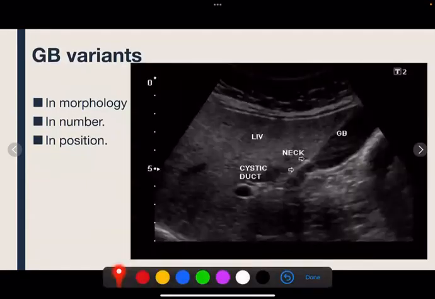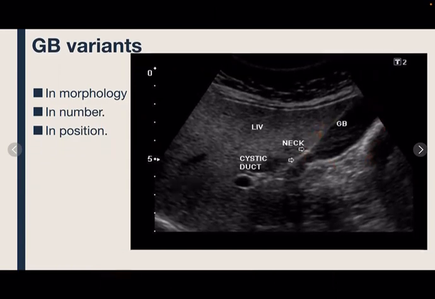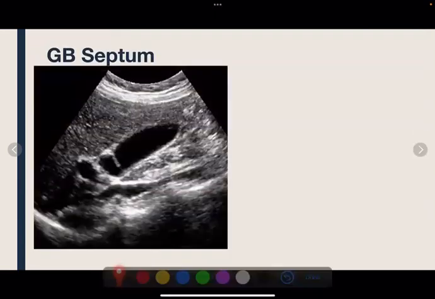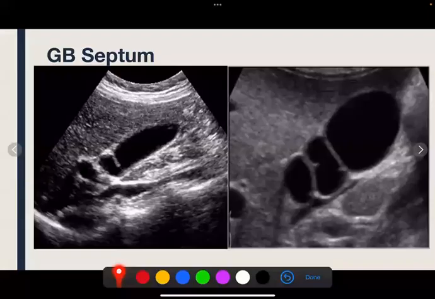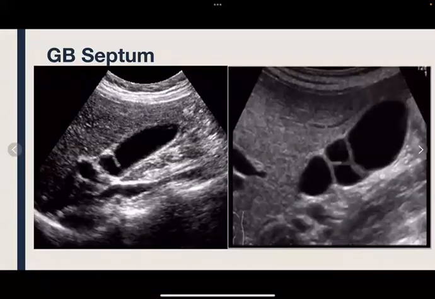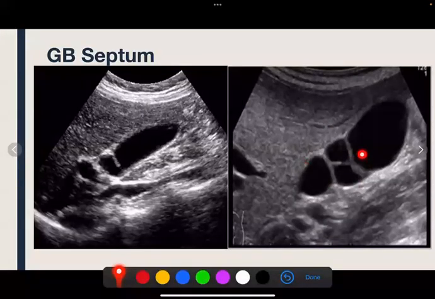The variants of the gallbladder can be in morphology, in number, or in position. This is the normal morphology of the gallbladder. Regarding morphology, we have the septated gallbladder. It can be a single septum or multiple septations of the gallbladder. This is also a multiseptated gallbladder.